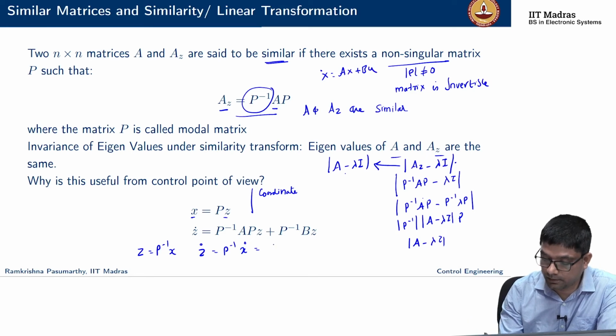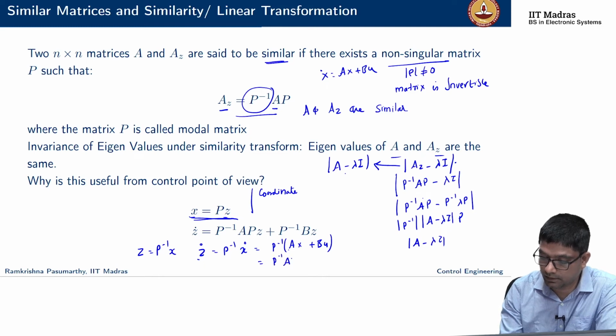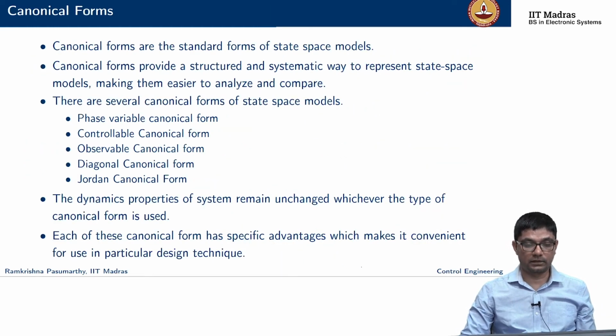So Z dot will be equal to P inverse times AX plus BU. But what is X? I want to write everything in terms of the new coordinates, which is Z. So X is PZ. So I have P inverse A PZ plus P inverse B times U. So I have a similar matrix here, AZ, and some new B matrix. And we'll shortly see why these transformations are useful to us.